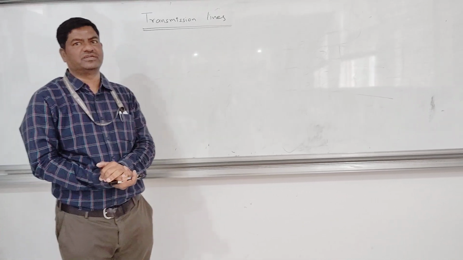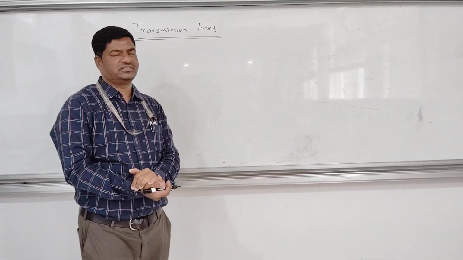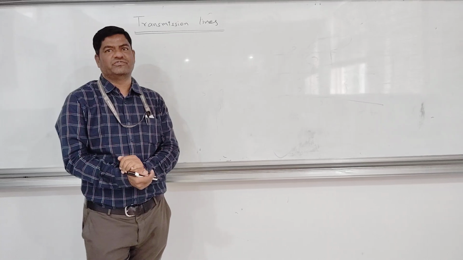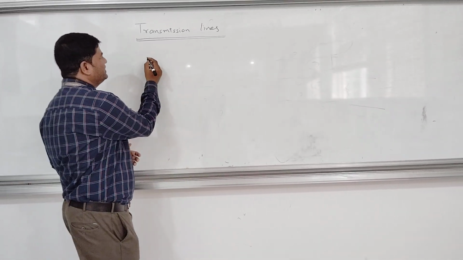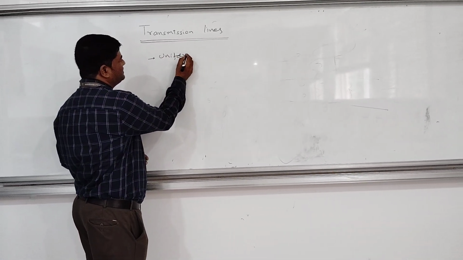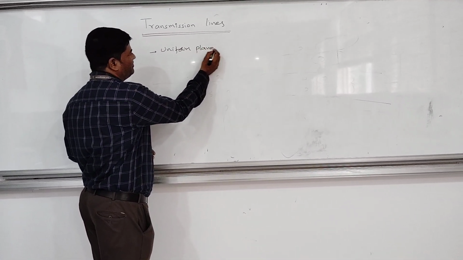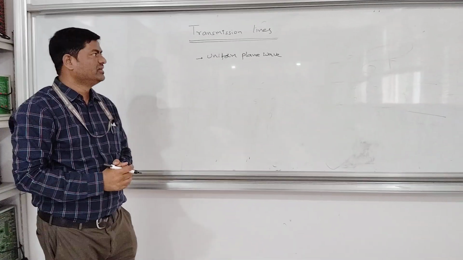As we are aware, we completed electromagnetics, the four Maxwell's equations in the last four units, as well as wave propagation and wave characteristics in the fourth unit. As we know, uniform plane wave. What is a uniform plane wave? Before starting, we need to know what a wave is.